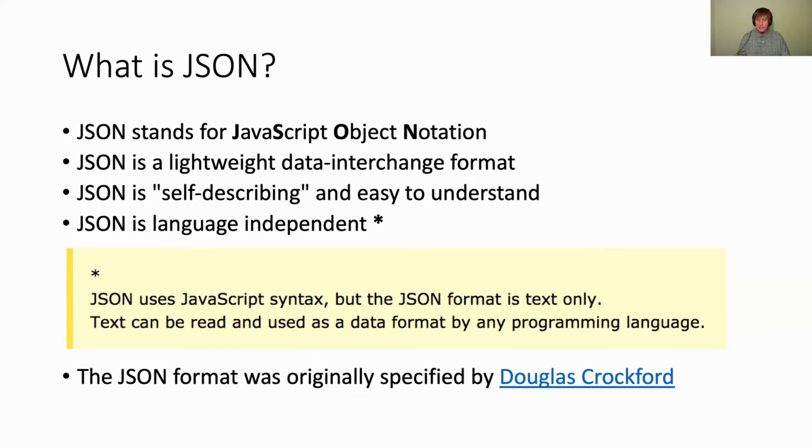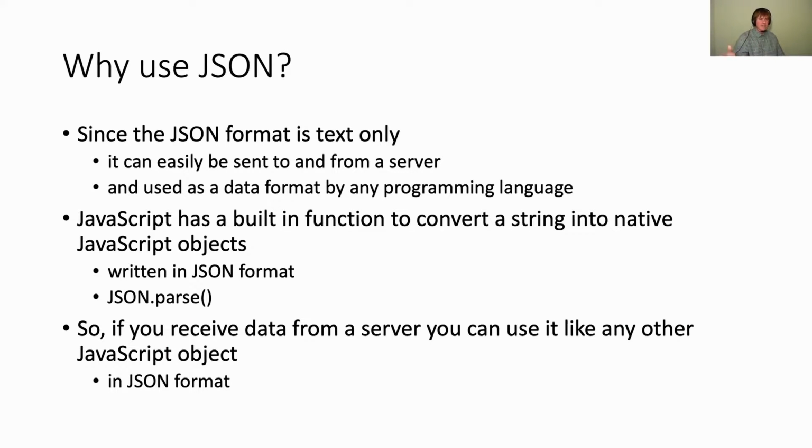You want to learn some of the history, know some basic information about JSON. What is it? Why do people use it? What does it stand for? Why use JSON? Since the JSON format is text only, it can be easily sent to and from a server and used as a data format by any programming language, which makes it so powerful.